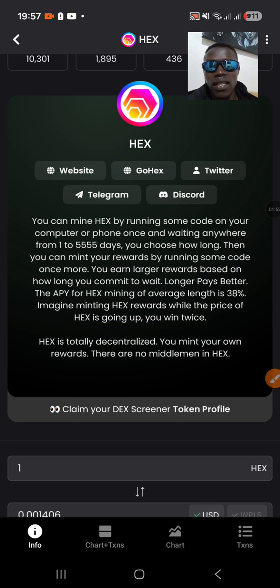Hex is a cryptocurrency that you can mine. You can mine Hex by running some code on your computer or phone once, and waiting anywhere from 1 day to 15 years. You choose how long. So Hex is the first blockchain certificate of deposit, and it was first launched on the Ethereum blockchain.